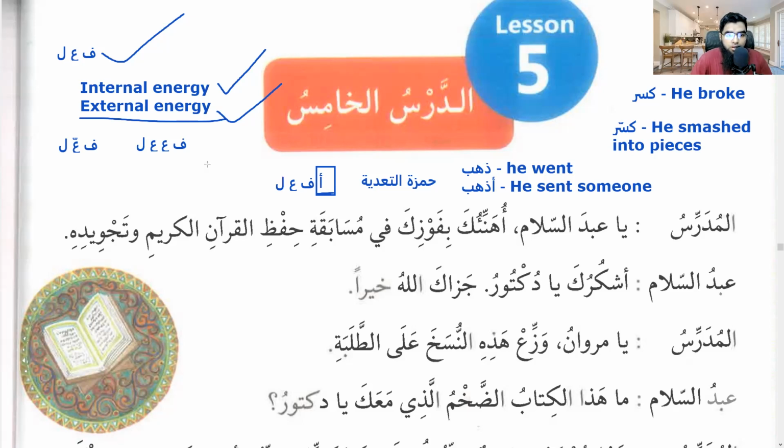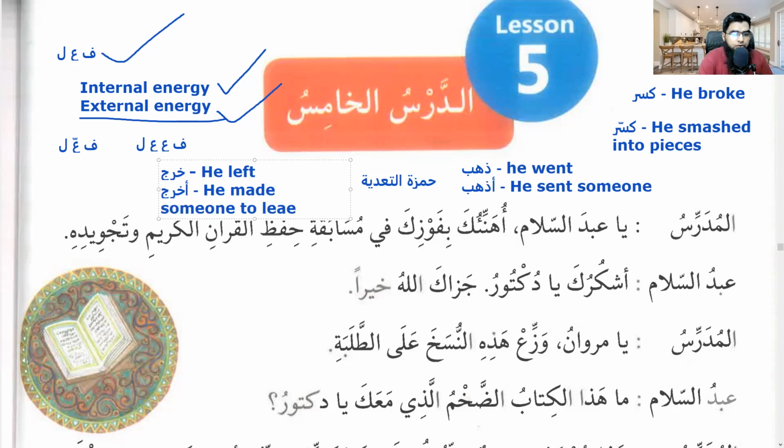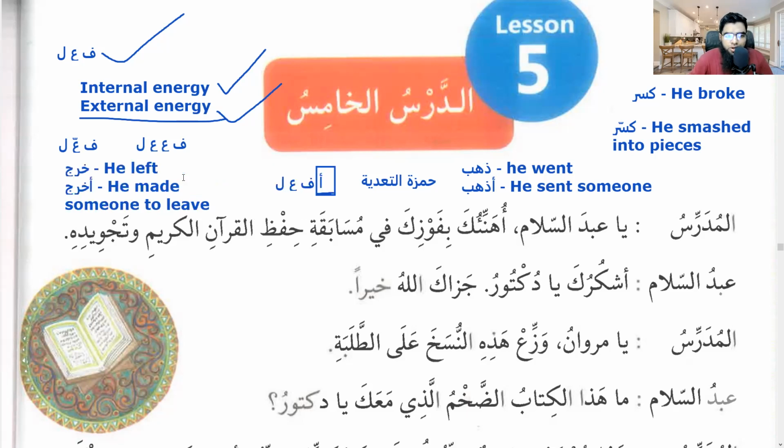Like kharaja. Kharaja means he left. It does not take an object. So it'll become akhraja: he made someone leave, or he threw someone out. Now it'll take an object. Kharaja, akhraja. We'll learn all these things, don't worry.